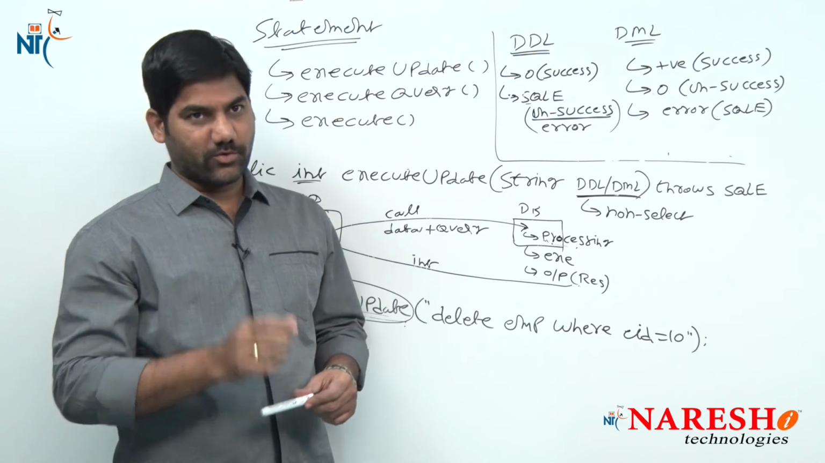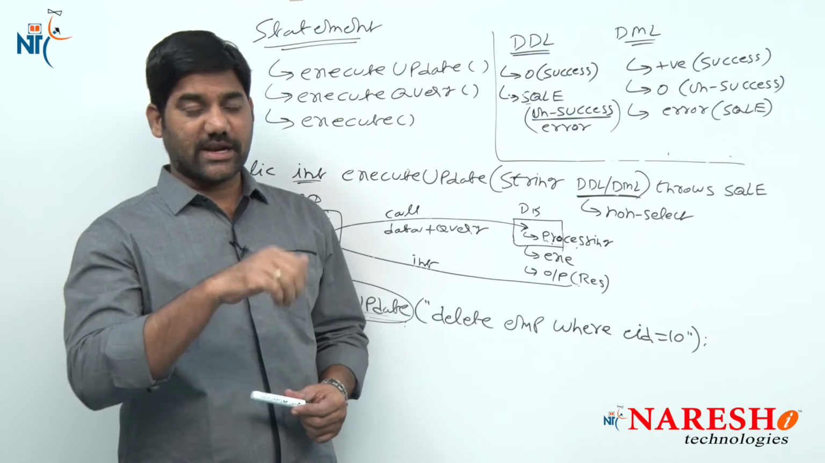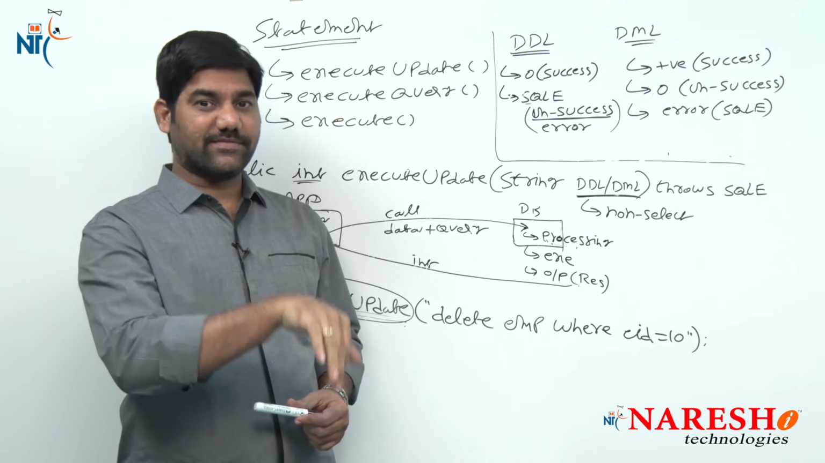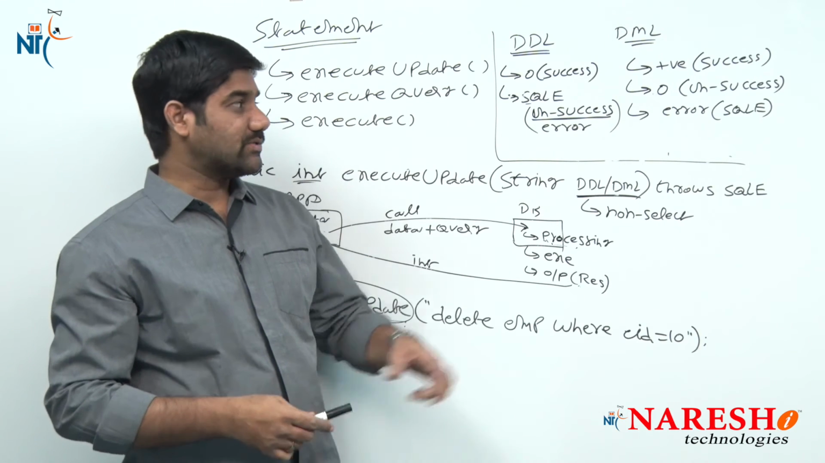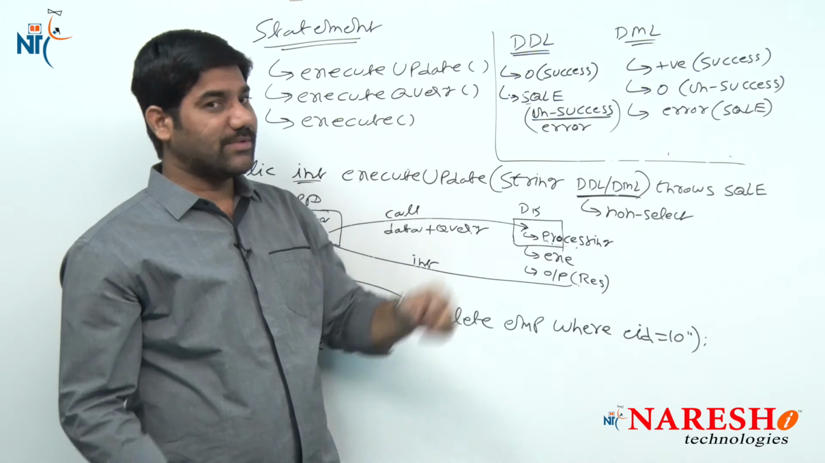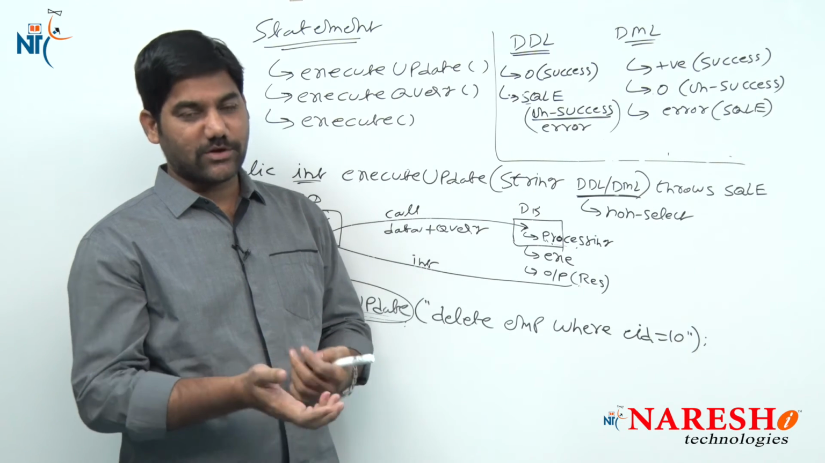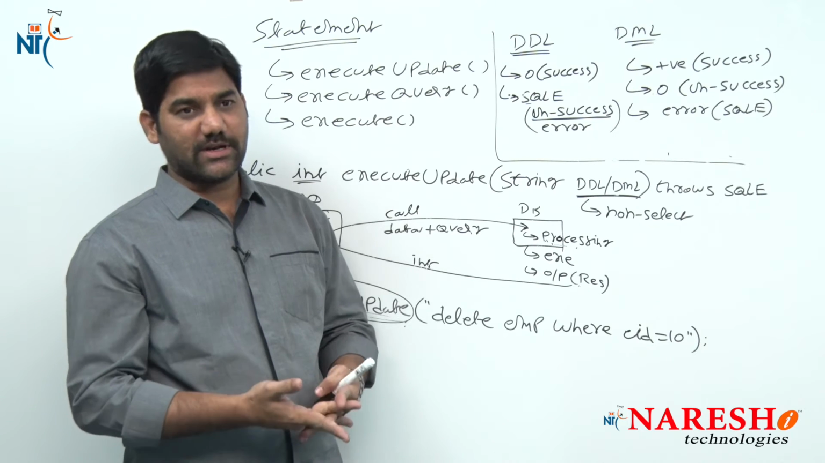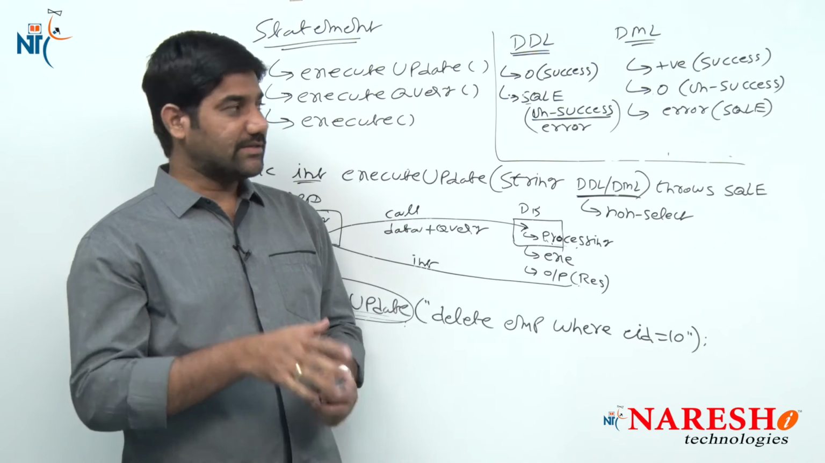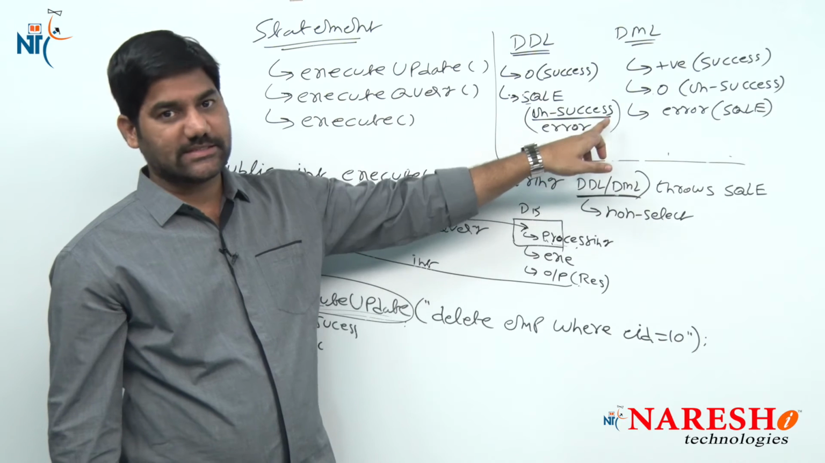Unsuccess means the query is perfect, there are no syntactical mistakes. You are trying to execute, but data is not affected by that query. That is called the unsuccess status of the query. Error means, first of all, your query is not right. Semicolon missing, space missing, table name missing, whatever it may be. That is called the error. So, don't treat both as the same.